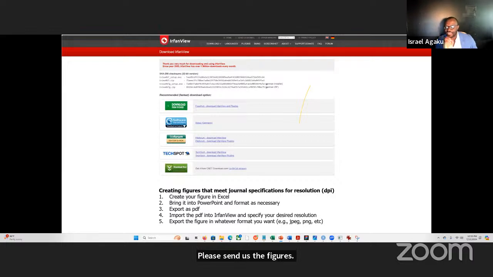They are very specific. So with IrfanView, let's say you used Excel to create a figure. What you would do is create your figure in Excel, take it from Excel and bring it to PowerPoint and create just one slide, export that figure as PDF, and then import it into IrfanView, and then specify, okay, I want 350 dpi, and the platform will output that desired resolution for you in whatever format you want.